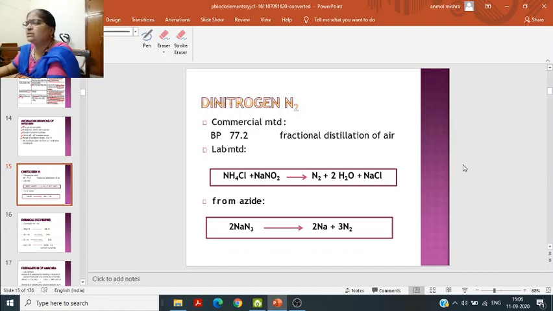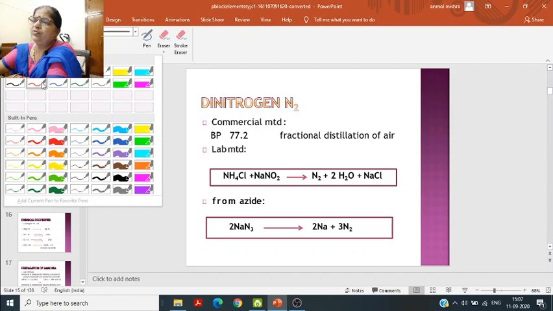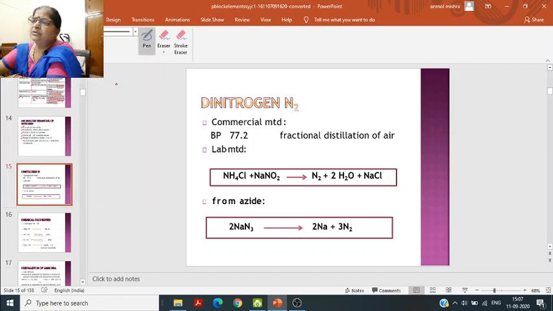Next is nitrogen. This chapter is slightly boring, but you have to learn it, because we do not know which kind of paper they will ask. Suppose it is totally objective, then you will find difficulty if you leave anything. So please go through it. Now, nitrogen is called dinitrogen because it exists as a diatomic molecule.